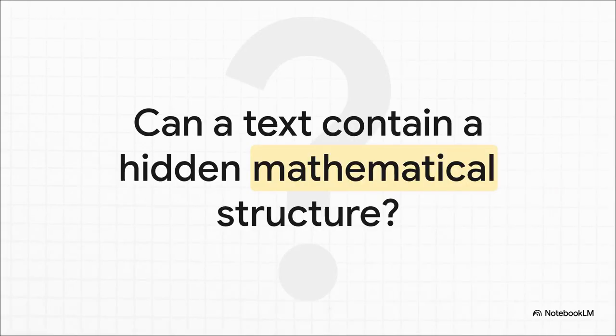But that begs the bigger question, doesn't it? Can a text, especially one as ancient and profound as the Quran, actually have an underlying mathematical architecture? Can we find real order just by treating it as a dataset? Well, that's exactly what we're here to explore.